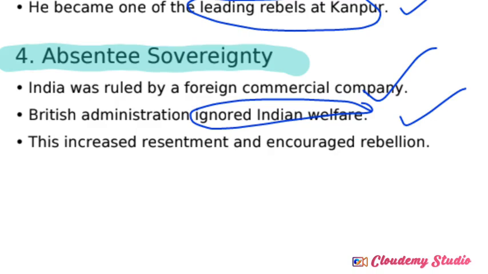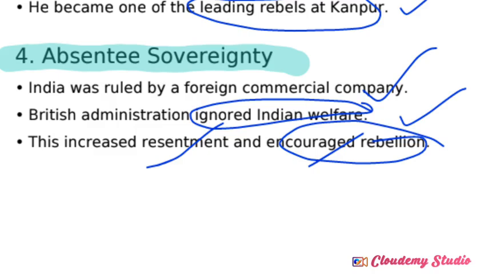But absentee sovereignty is not like that. Under the British government, we can observe absentee sovereignty: the country was ruled by a commercial company called the East India Company. They worked for their own welfare and benefit. Indians' welfare was totally ignored under the British administration. So this increased resentment and encouraged the rebellion at that time. Based on all these different political causes, Indians decided to revolt against the British.